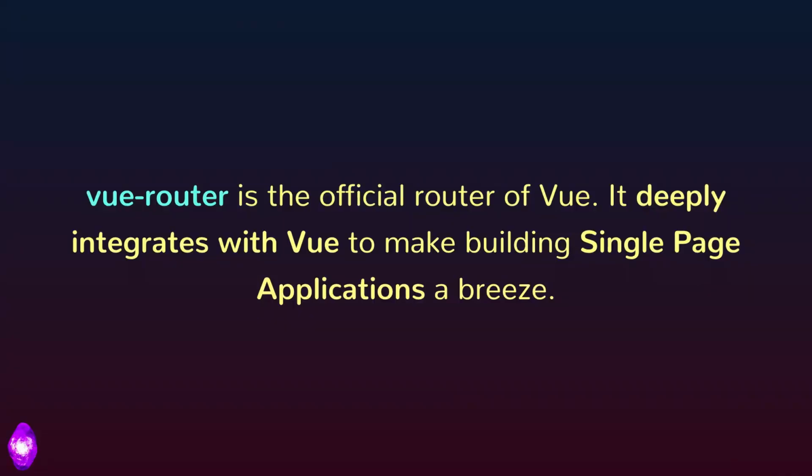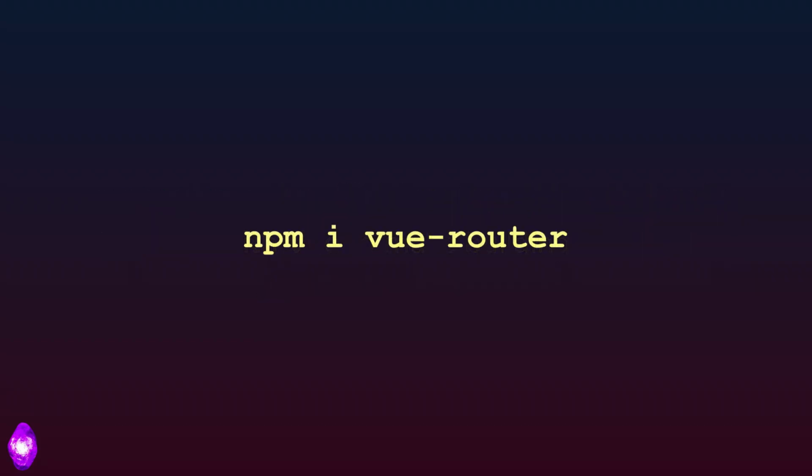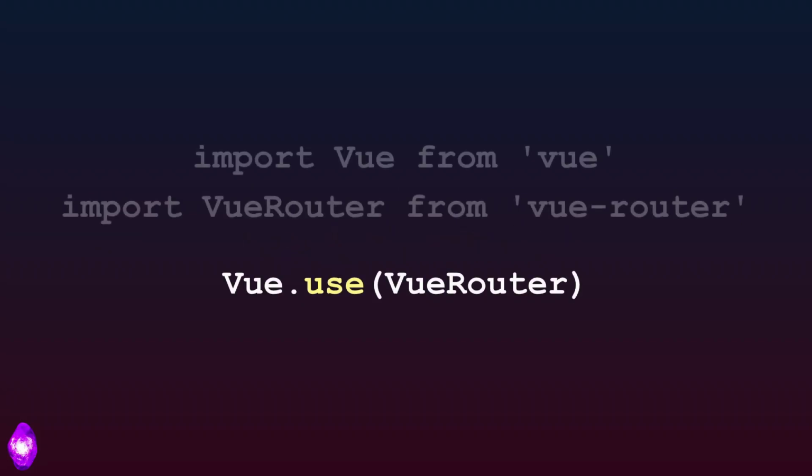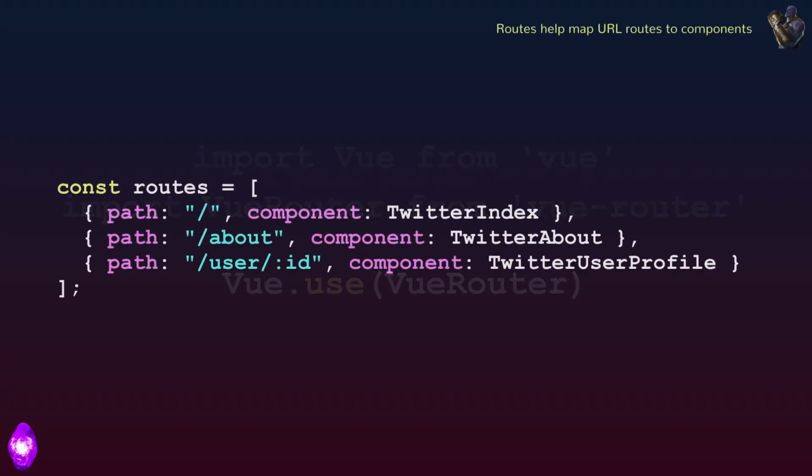And this is where Vue Router comes in. Vue Router is the official router of Vue. It deeply integrates with Vue to make building single-page applications a breeze. Since it's an external library, it will need to be introduced into your application. And once available, Vue would want us to install the plugin in a module-based setting. We say Vue.use(VueRouter), where Vue is an import of the Vue library, and VueRouter is an import of the Vue Router library.